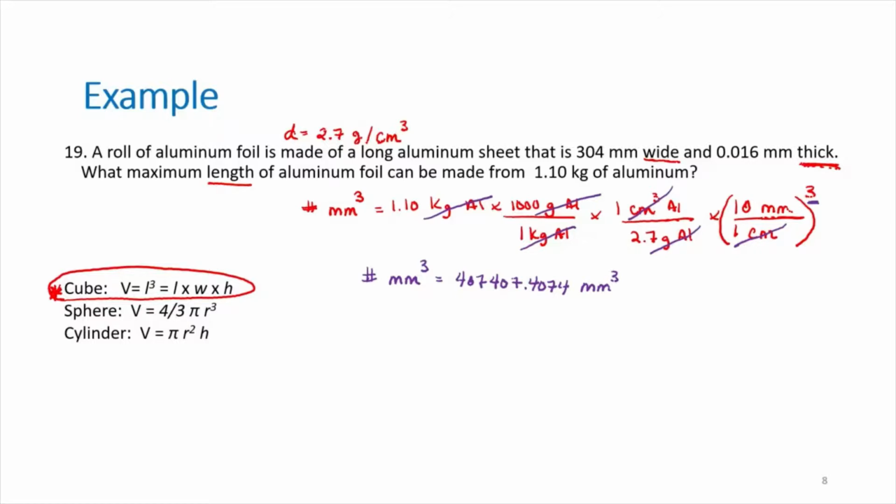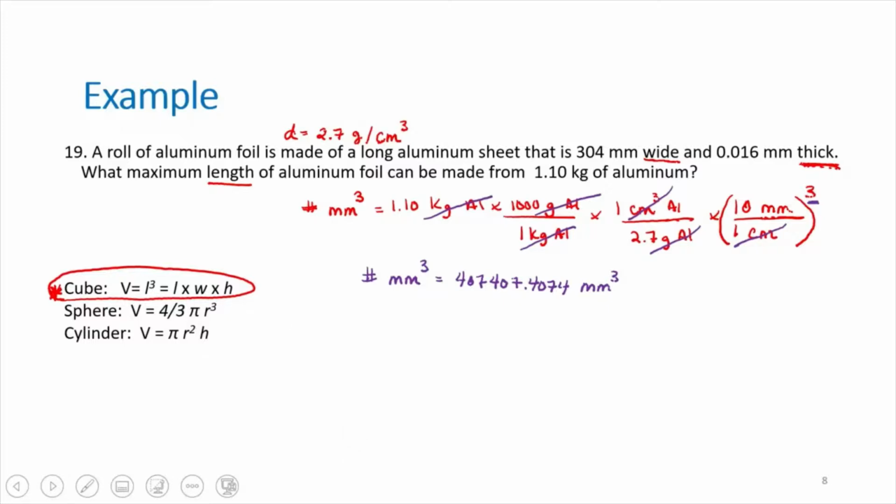I don't want to deal with rounding error. So now that I know my millimeters cubed, that means I know my volume. I know the volume of aluminum foil I can make from 1.10 kilograms. Now I want to go ahead and figure out, okay, if I know that, what is the length of the aluminum foil I can produce from this?